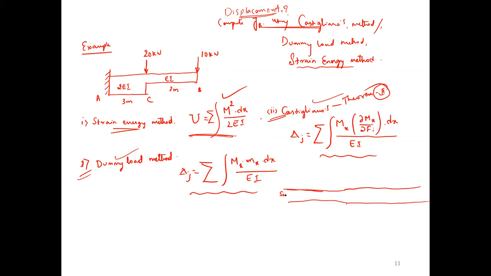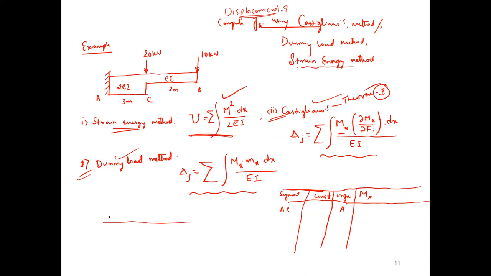So you take the segment and fix the limit from the origin. Here you require Mx. Once you get Mx, you partially differentiate with respect to x, and you get ∂Mx/∂F. That's all. Now, for the first segment I'll take AC. What is the limit if you fix A as the origin?